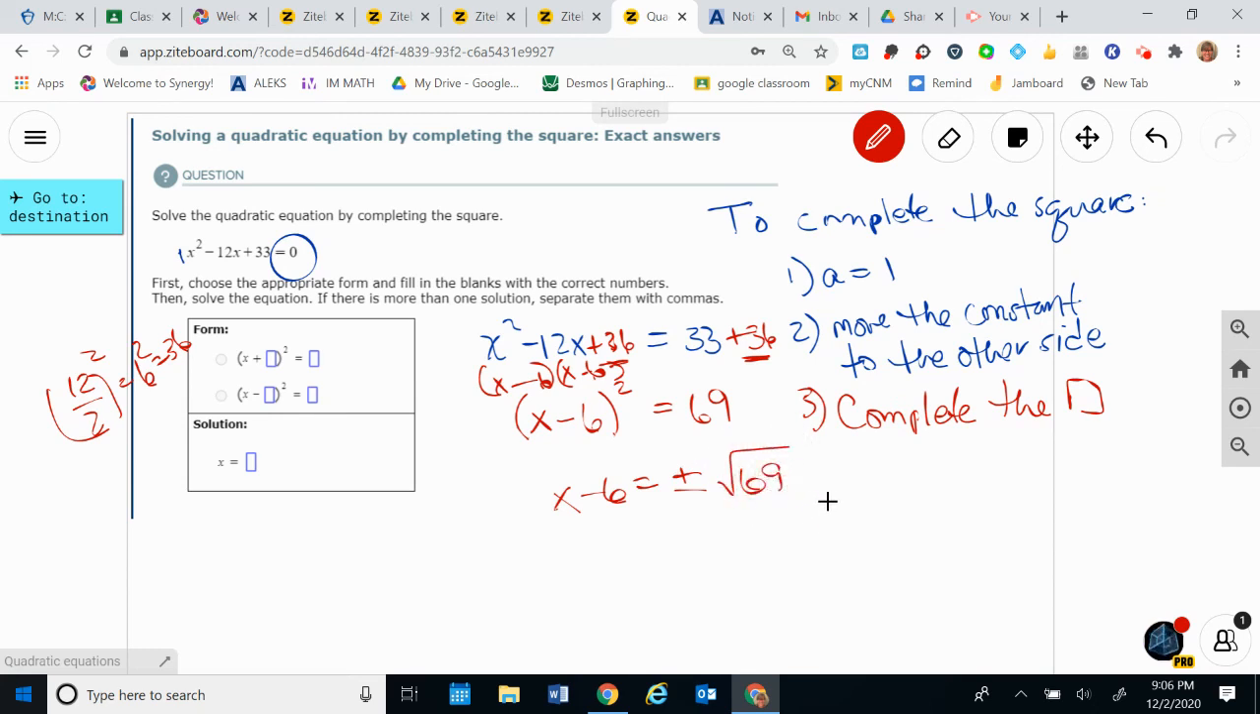Now, does anything go into 69? Let's check our squares. 4 doesn't. 9 doesn't. 16 doesn't. You know what does go in there is 3. Let's see how many times 3 goes in there. 69 divided by 3: 3 goes into 6 twice, 3 goes into 9, 23. So it's 3 times 23. Both of these are prime. There's no squares that go into it. So guess what? We just leave it like that. And then we add 6 to the other side, and the answer is 6 plus root 69 and 6 minus root 69.